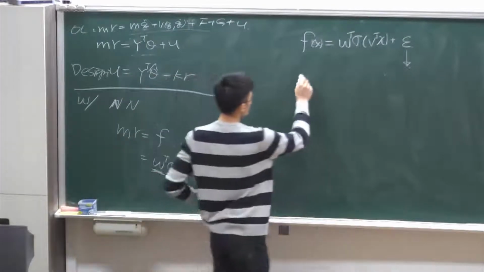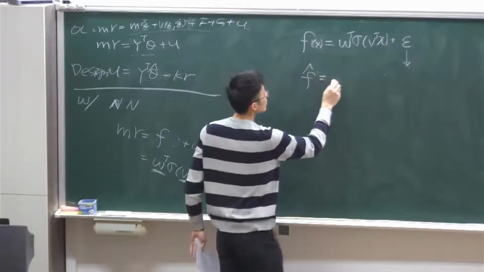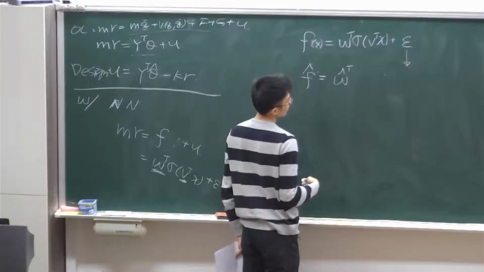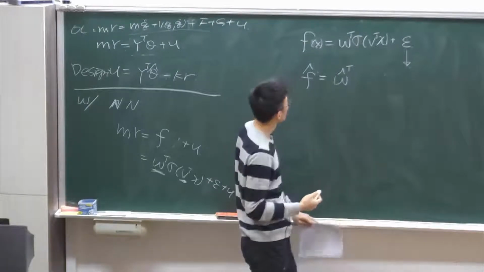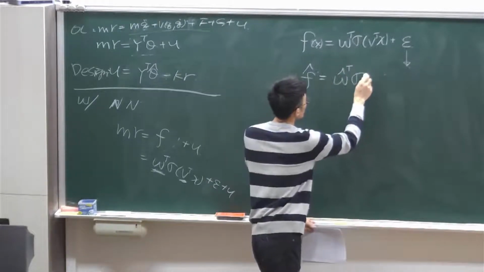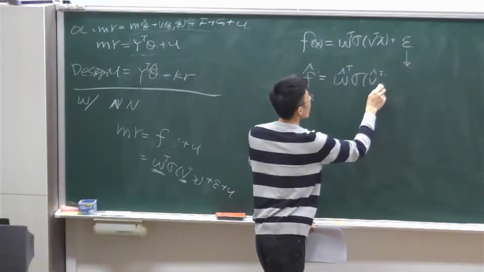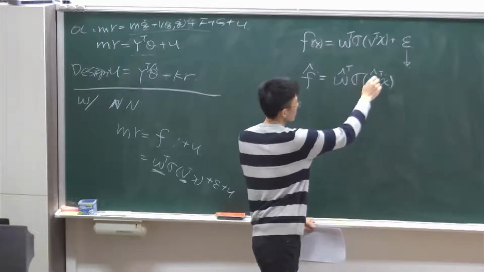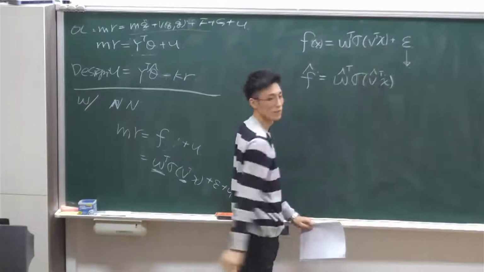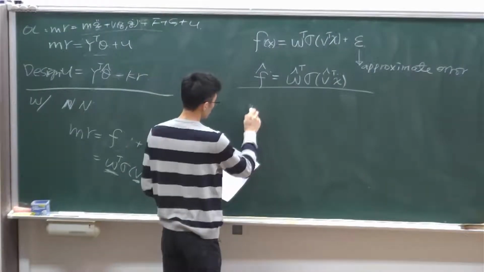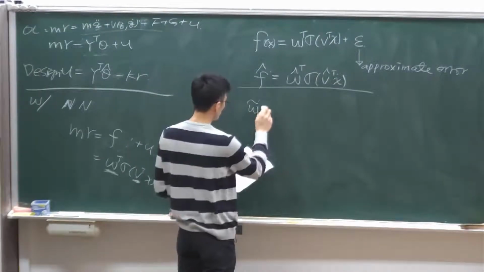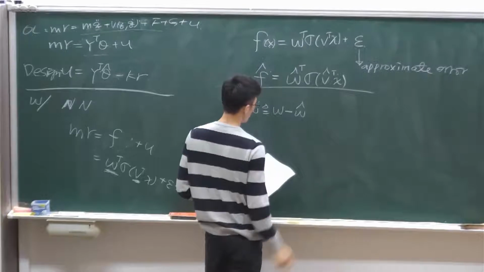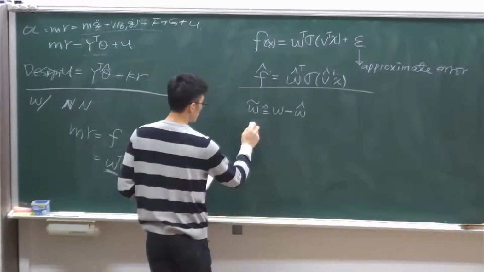So again, to estimate this function, we need to design or rewrite this into this form, where the W hat and V hat are the estimate weighting. This W hat, V hat are the estimates of W and V. So the estimate error can be defined as the true weighting minus the estimate.